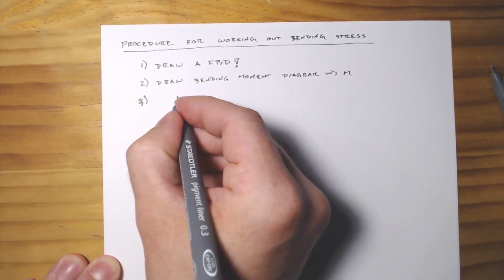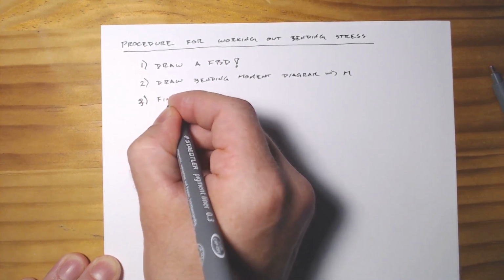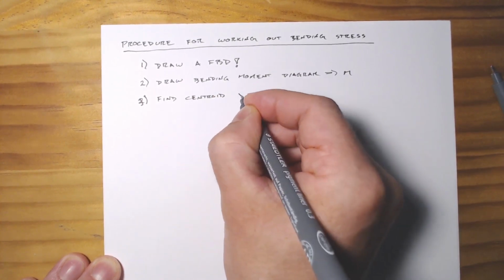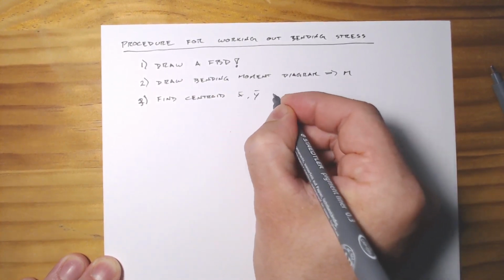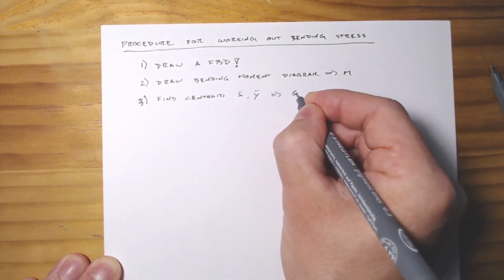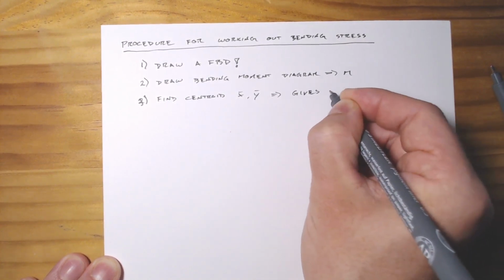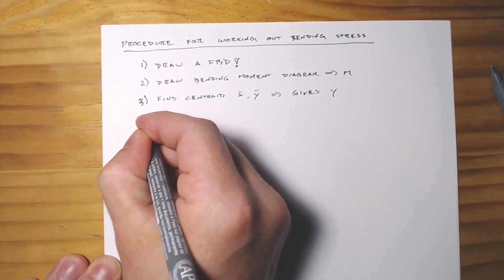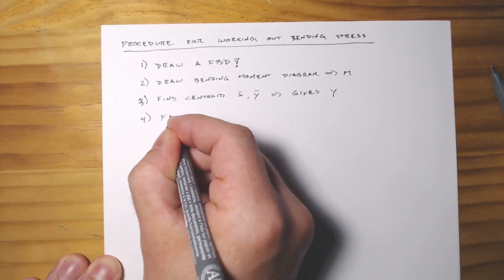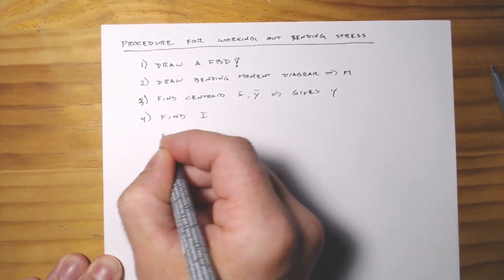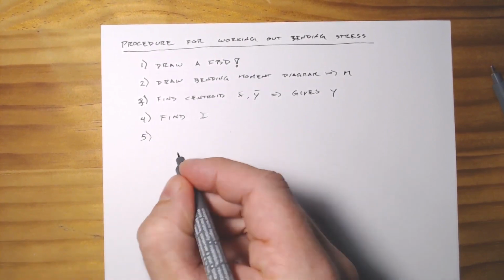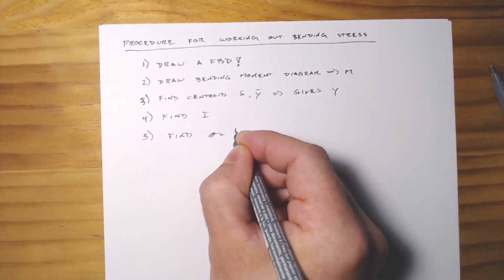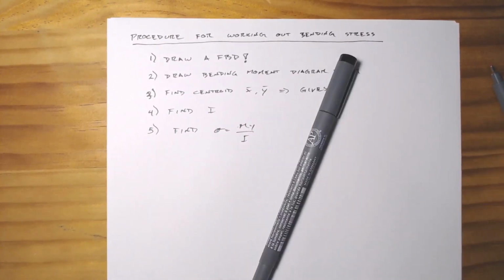And then you need to find your centroid, x bar, y bar, and that'll give you your value y. And then find your moment of inertia. And then once you have that, it's just simply a plug and chug. Find sigma equals M y over I.